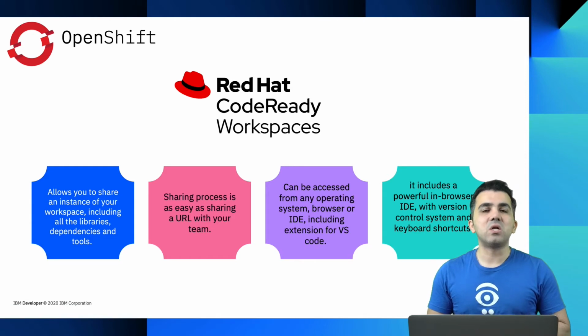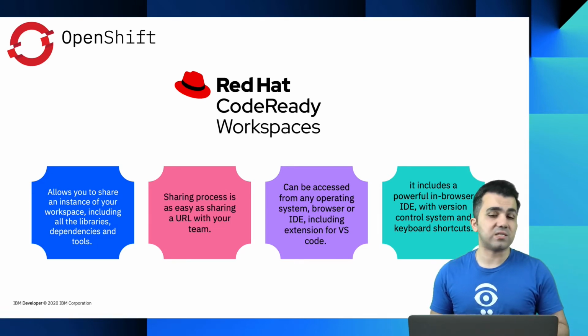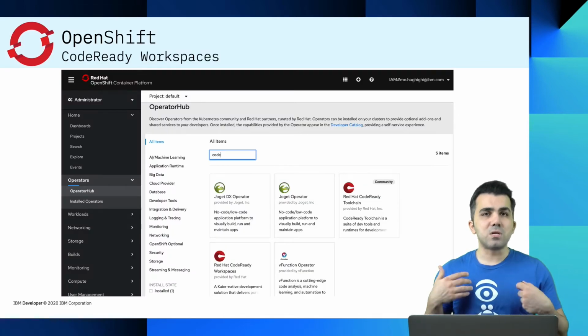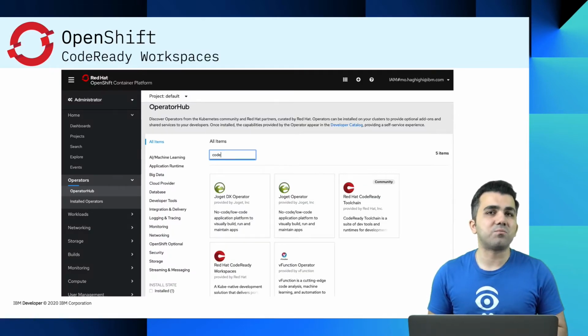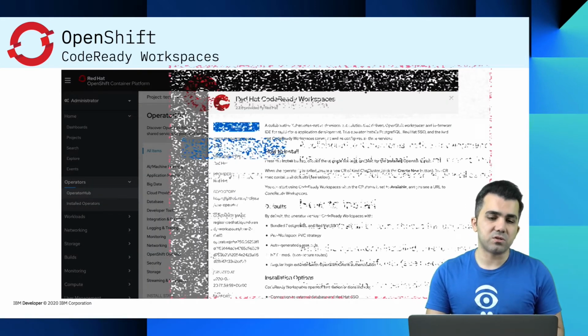CodeReady Workspaces include a very powerful in-browser IDE with all the features of modern IDEs, including version control system and even keyboard shortcuts. You can also access it from any operating system, browser, or IDE, including extension for VS Code. Installing CodeReady Workspaces in your OpenShift cluster is as simple as looking up and installing its dedicated operator from the operator hub within your OpenShift console.